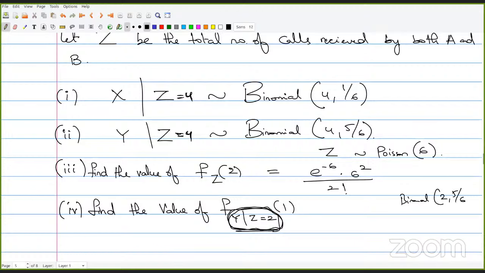2 comma 5 by 6. So if this follows binomial 2 comma 5 by 6, what is the probability that it takes value 1? Sir, 5 is lambda for Y, right? Yes, the value of lambda for Y. Then what about 1, sir? Where is 1 coming into the picture? See, that 1 is this particular random variable taking value 1.